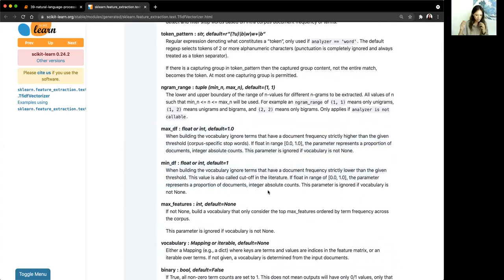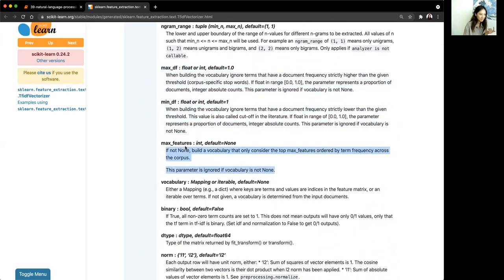Something else that I want to show you all is you can play around with min and max df. So let's say you have a lot of unique words, and a bunch of words that only appear maybe no more than 3 times in thousands of your data points. You can actually get rid of those. So you can use min or max df to toggle that, or just use max features, which only considers the top however many words that occur across the entire data set.